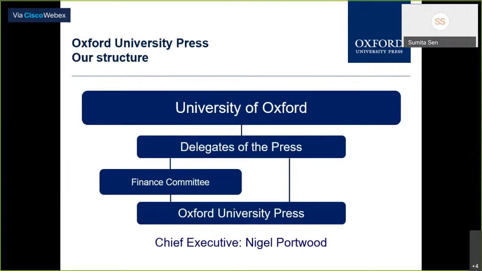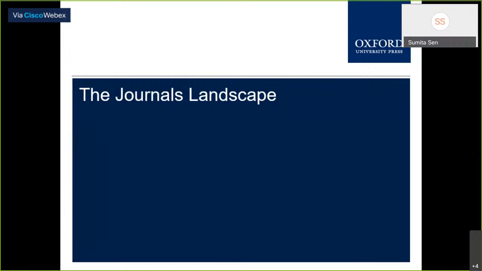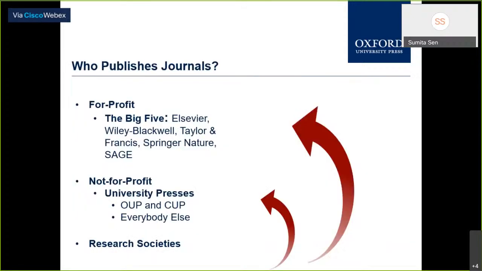This is what the structure of the company looks like. The University of Oxford, which rolls down to the Delegates of the Press, which further rolls down to Oxford University Press, and our chief executive is Mr. Nigel Portwood. Let's take a look at the journals landscape.